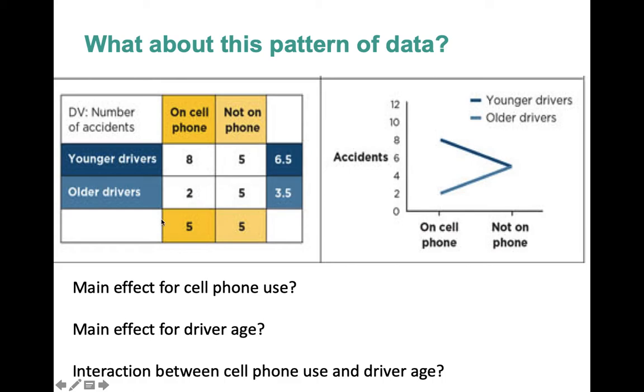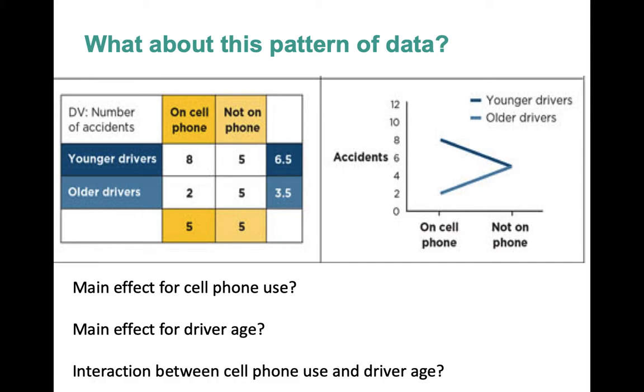What about for driver's age? We're going to look at the marginal means. And again, just to recap where these marginal means come from, it's the overall average of accidents for young drivers, collapsing across or averaging across the 2 different experimental conditions, the 2 different cell phone conditions. So the average of 8 and 5 is 6.5. For older drivers, the average of 2 and 5 is 3.5. So is there a main effect for driver's age? Yes, there is, because on average, younger drivers get in 3 more accidents than the older drivers. Okay, those marginal means are different. There is a main effect.